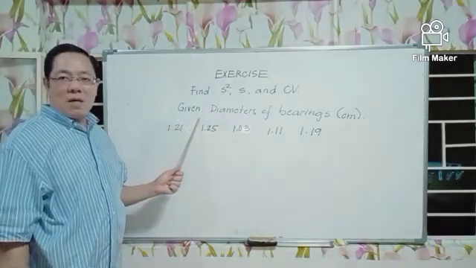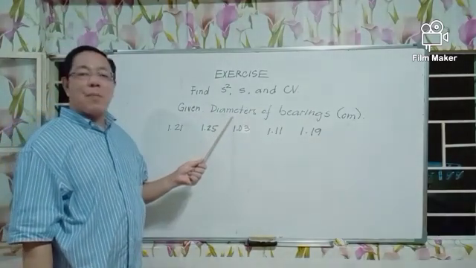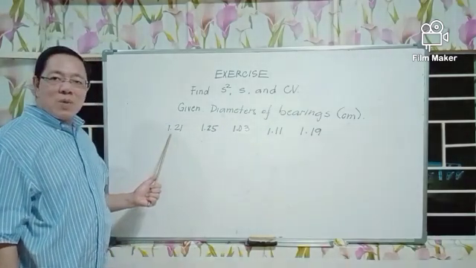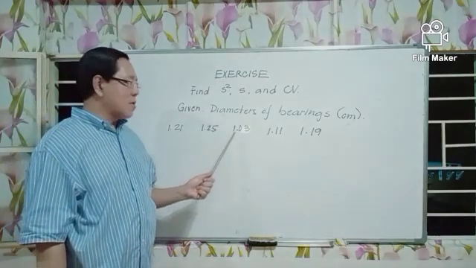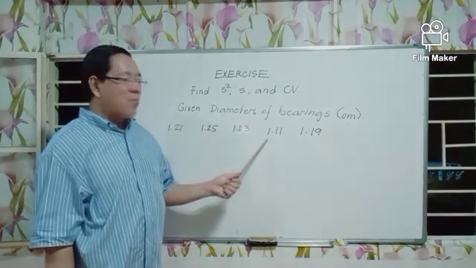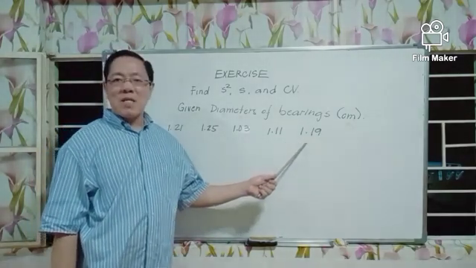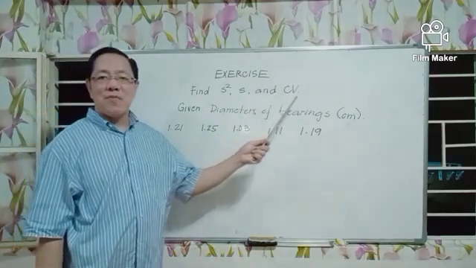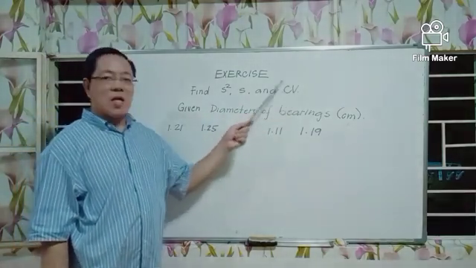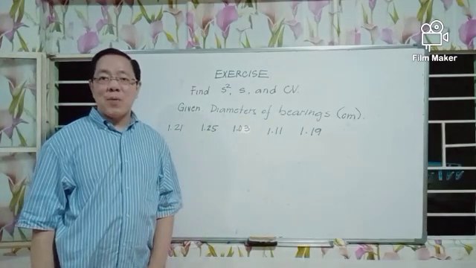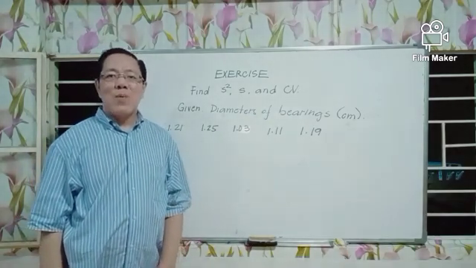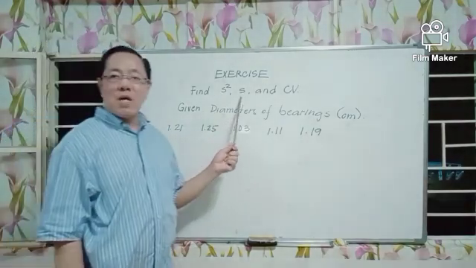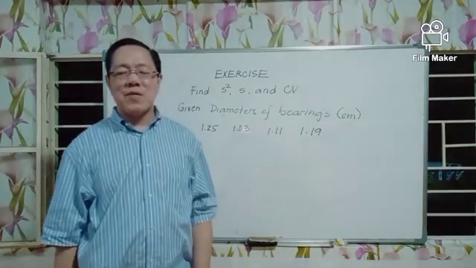The given here is a sample data for diameters of bearings, and the unit is centimeter. So this is 1.21 centimeters, 1.25 centimeters, 1.03 centimeters, 1.11 centimeters, and 1.19 centimeters. You will find the sample variance, standard deviation, and coefficient of variation. One way to check if you are correct is that the coefficient of variation should not exceed 100% using the formula that we have derived today for sample variance and sample standard deviation.